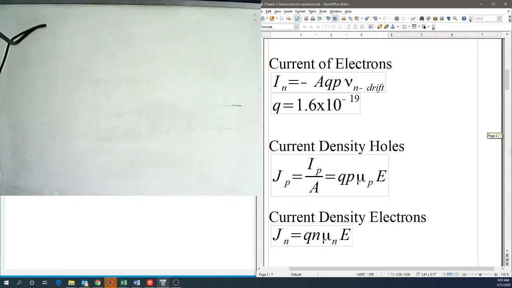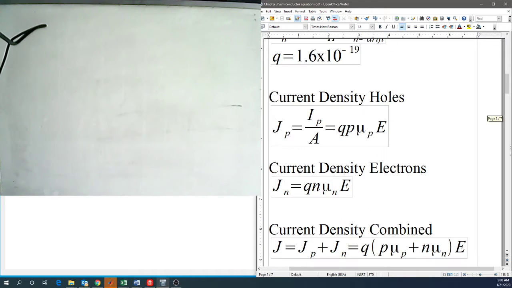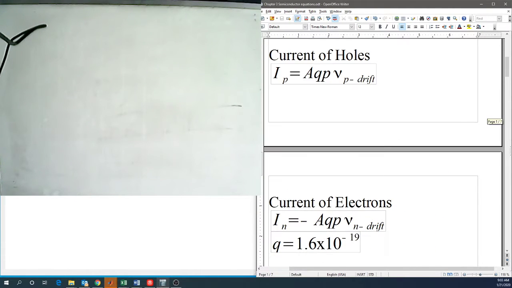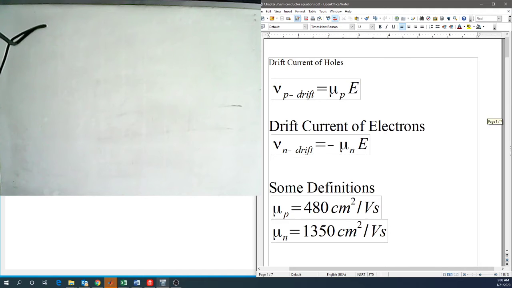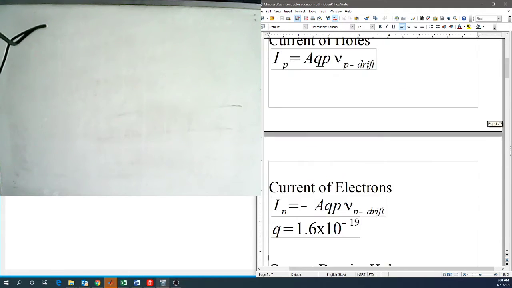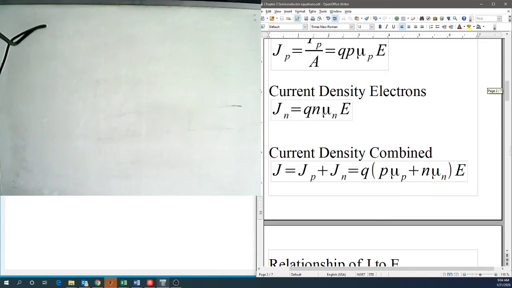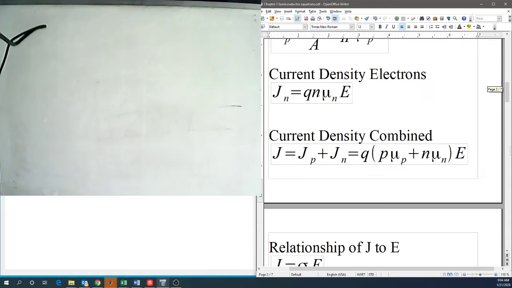The current density of holes. This is kind of a weird one because we usually think of current, not current density, and the current density of electrons. And just notice on this one, because the current density and the drift current of the electrons both have a negative, when we put it into current density, it becomes a positive. Okay? And that means they both contribute to the same direction of current if we have the same electric field. The electric field pushes the electrons the opposite way of the holes. But to combine, they move charge the same direction.